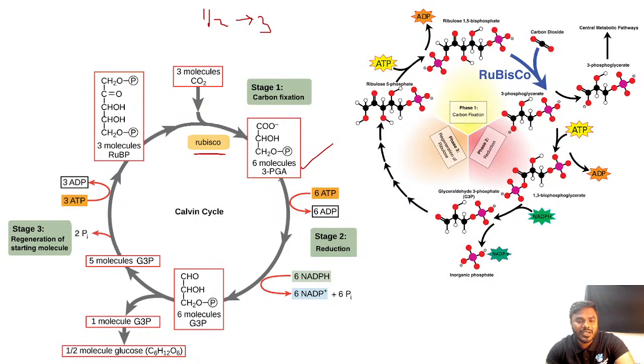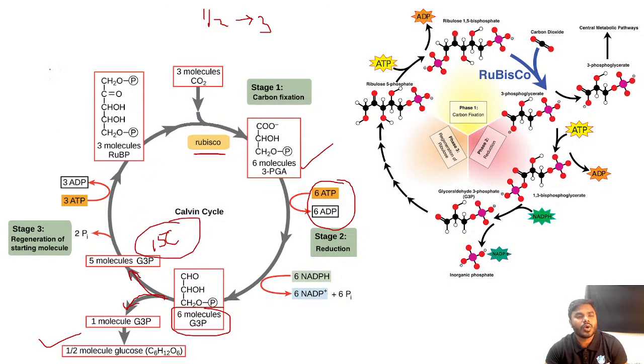Now my friends, these 6 molecules of 3-PGA can be reduced to 6 molecules of G3P. How, my friends? By spending 6 molecules of ATP and 6 molecules of NADPH. Now friends, out of 6 molecules of G3P, remember it this way: 1 G3P comes out and produces the glucose. Then the remaining 5 G3P, total how many carbon? 15 carbon, going to give rise to 3 molecules of RuBP by spending 3 molecules of ATP.